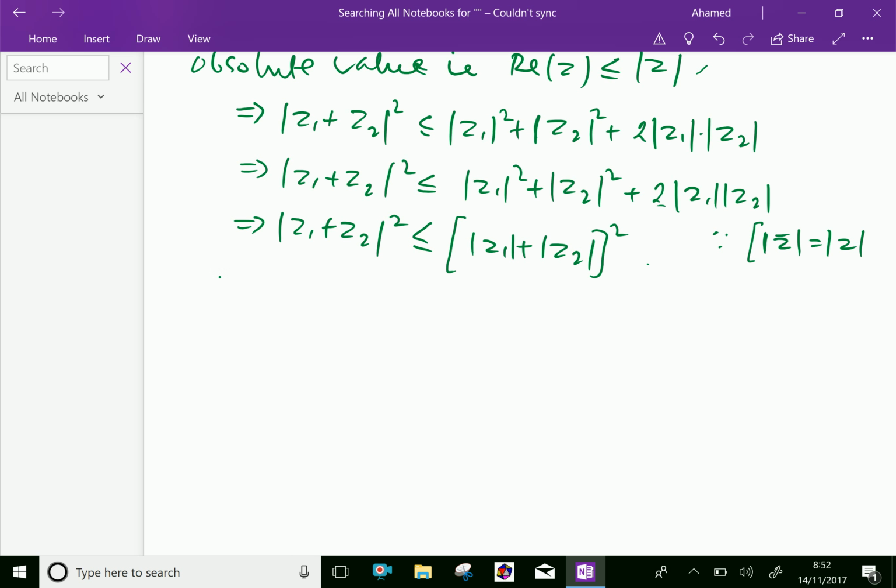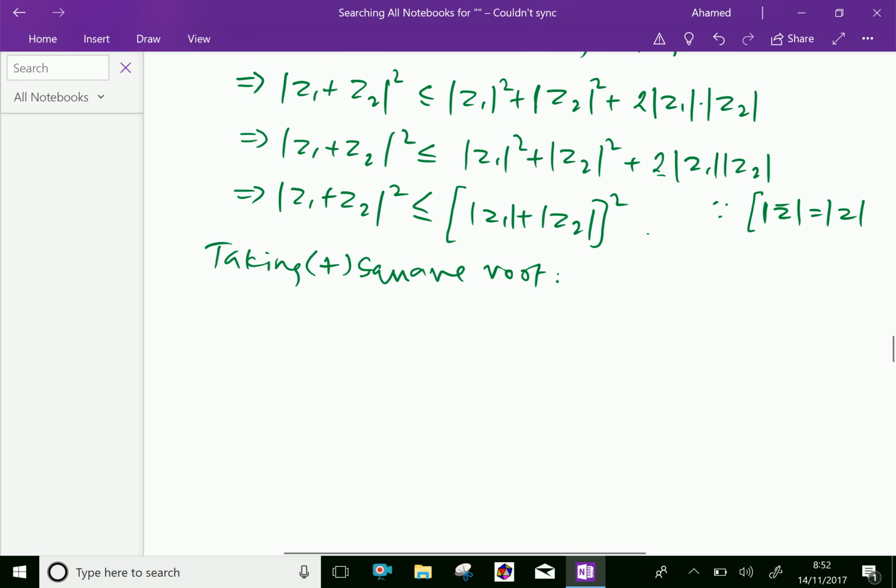Taking positive square root on both sides, we can get modulus of z1 plus z2 is lesser or equal to modulus of z1 plus modulus of z2.